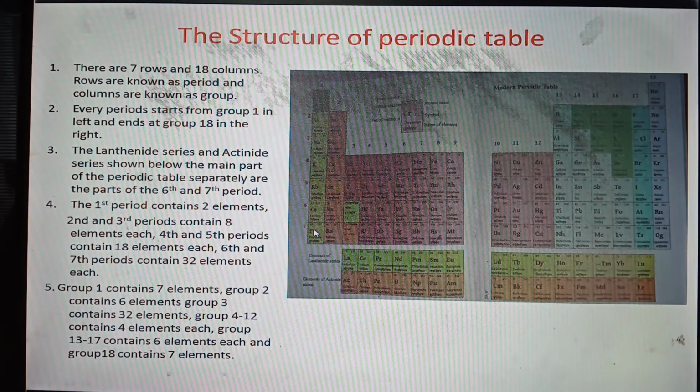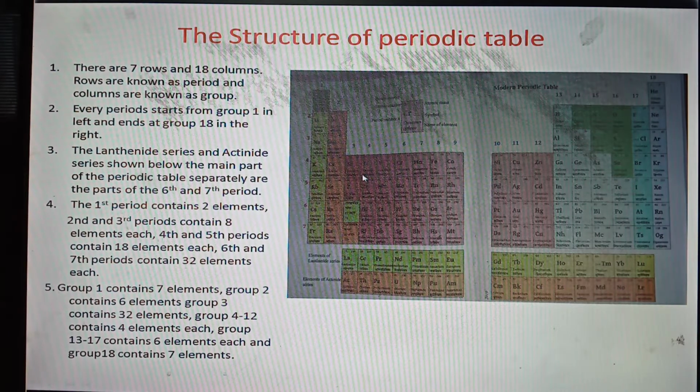The sixth and seventh period contains a total of 32 elements each. Sixth period contains 32 elements and seventh period also contains 32 elements. It is mentionable that this number also includes these elements, that is lanthanide series and actinide series. Now the number of elements in each group is described here in point number 5. Group 1 contains 7 elements, 1, 2, 3, 4, 5, 6, 7 elements. Group 2 contains 6 elements.